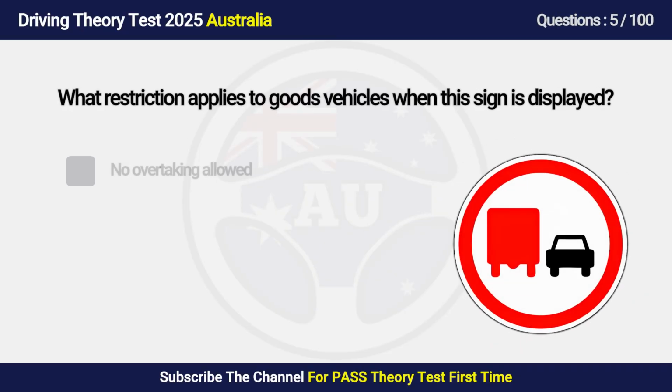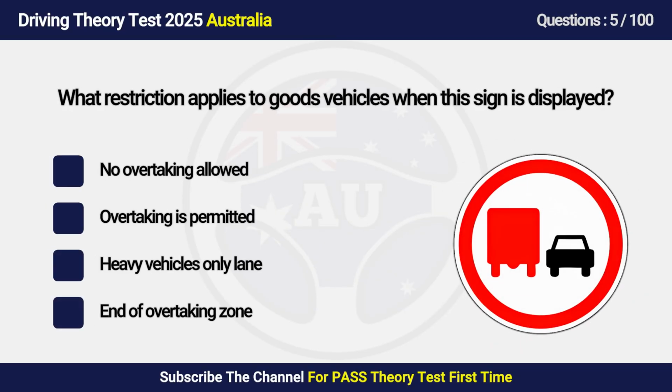Question 5. What restriction applies to goods vehicles when this sign is displayed? A. No overtaking allowed. B. Overtaking is permitted. C. Heavy vehicles only lane. D. End of overtaking zone.